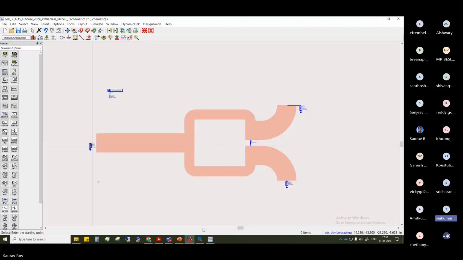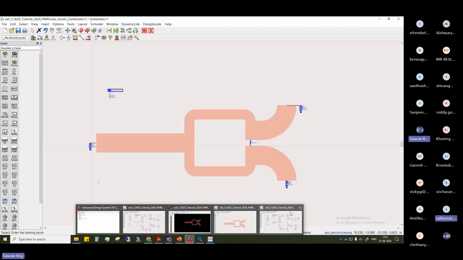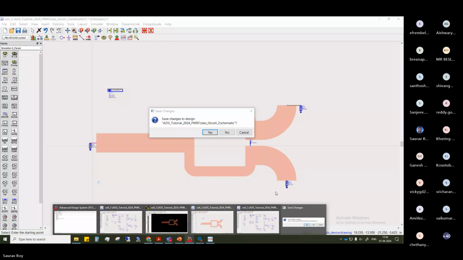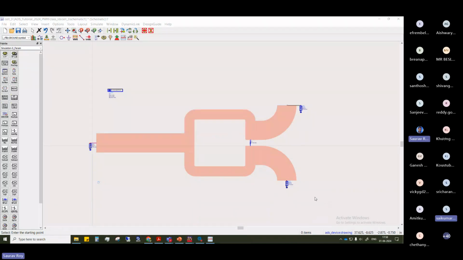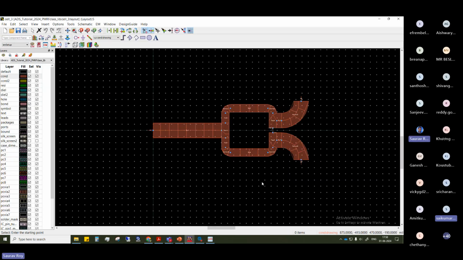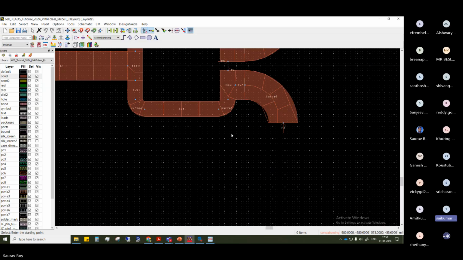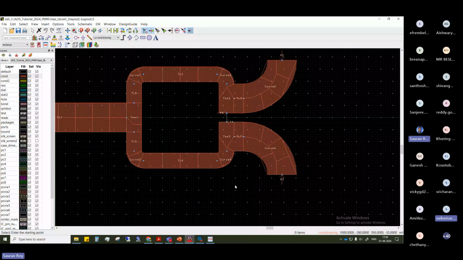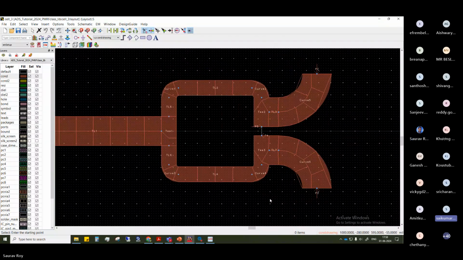Sir, good evening, sir. When you are going for EM simulation, you are removing the resistor, right? I mean, the isolation. After that, you are performing the EM simulation, and here you are not placing any resistor value, if I am not wrong. Yes, you're correct.